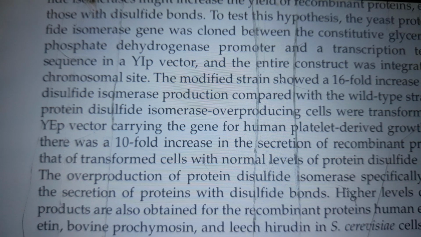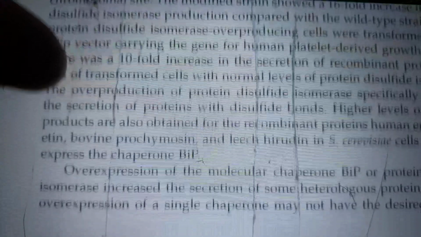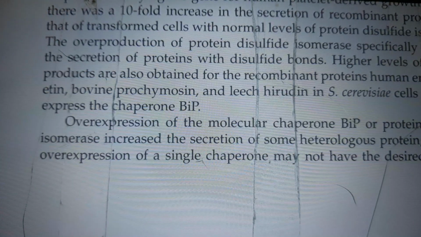When protein disulfide isomerase overproducing cells were transformed with a YEp vector carrying the gene for human platelet-derived growth factor B, there was a 10-fold increase in the secretion of recombinant protein over that of transformed cells with normal levels of protein disulfide isomerase. The overproduction of protein disulfide isomerase specifically increases the secretion of proteins with disulfide bonds.